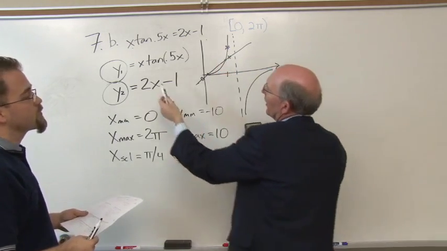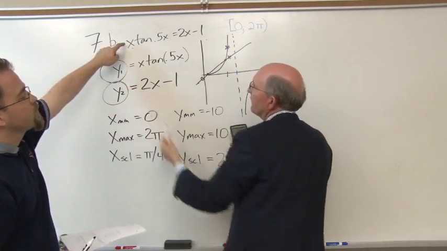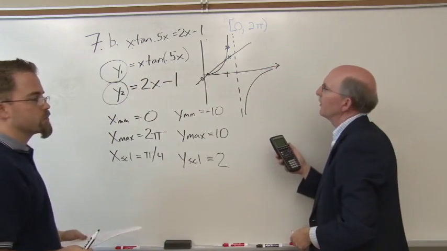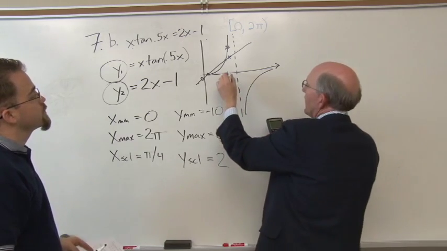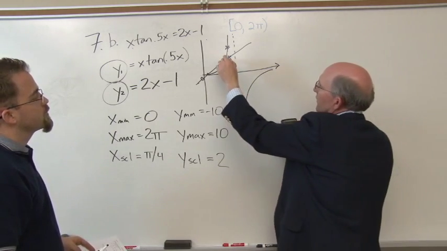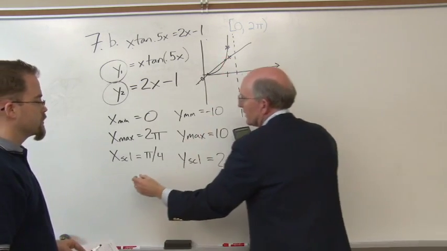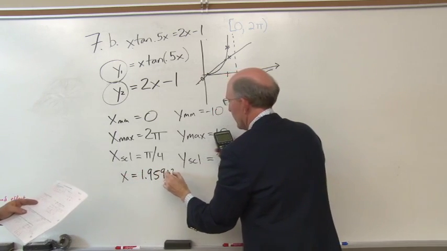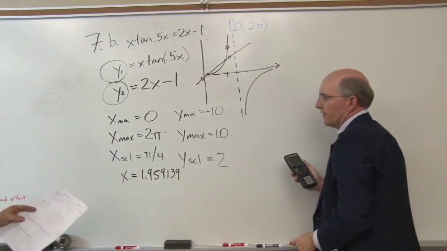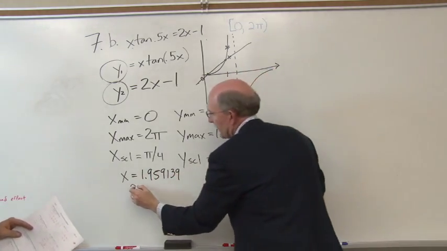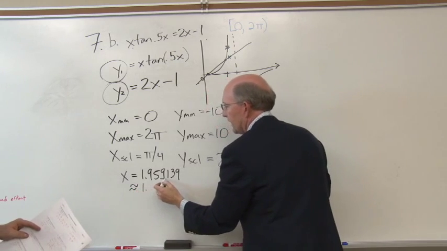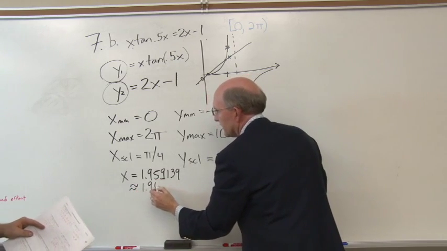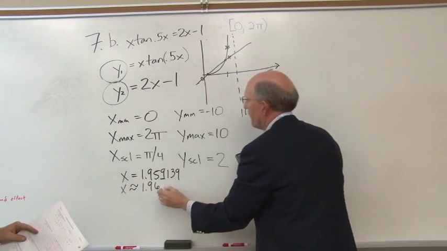You're noticing that we are only solving for x. The y is not what we're asking for in this problem. So we're going to concentrate on the x value at our first point of intersection, which is x equals 1.959. We're going to have to round that eventually to 2 decimal places, so that's going to be approximately 1.96. Again, the 9 tells you go up to 9.6. Okay. There's our first solution.